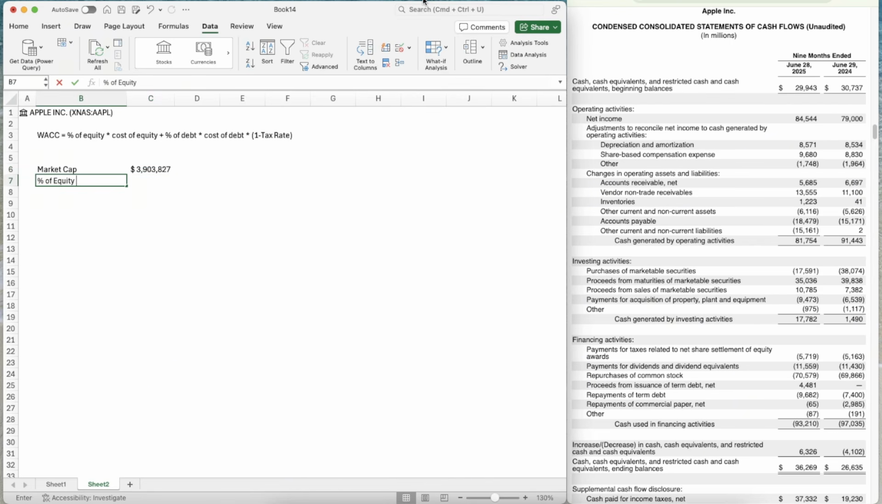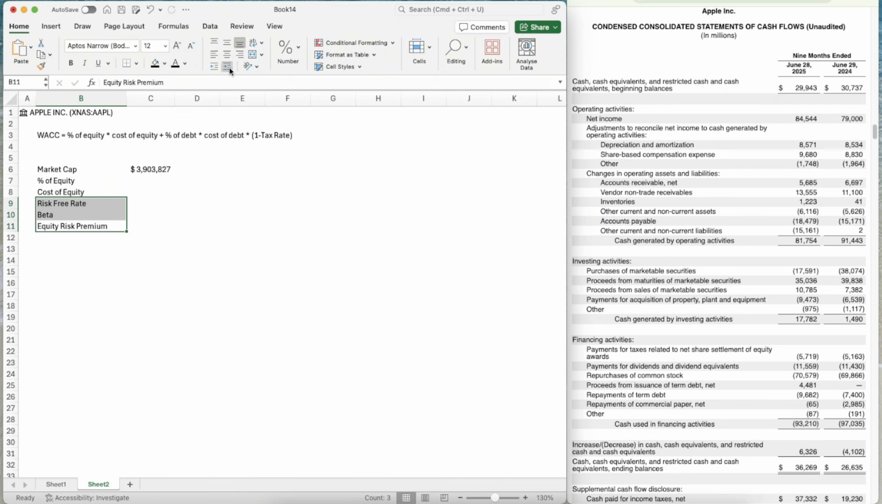We want percentage of equity, cost of equity, then risk-free rate, the beta. What's after that one? It's the equity risk premium. And if you've watched the previous ones, we know that the risk-free rate, the beta, and the equity risk premium make up the cost of equity. So just so that we know that, let's indent those. Then we want to indent back the debt.